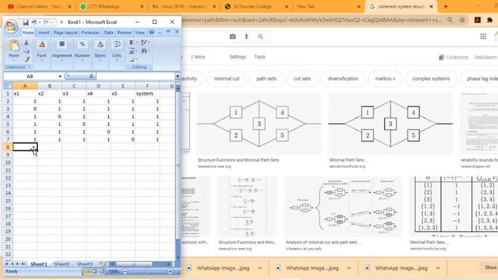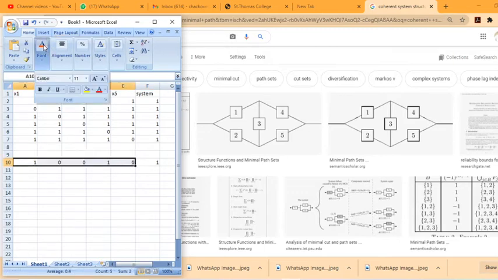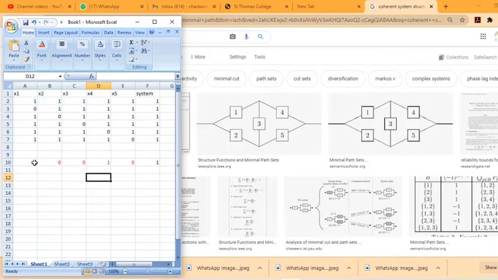Think about the situation where component 1 is functioning, 2 is 0, 3 is 0, 4 is functioning. Then also the system is functioning. So this vector is called a path vector. That means 1, 0, 0, 1, 0, because when we put the values of this vector into the system function, the system state will be 1.